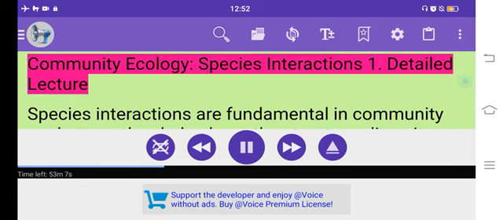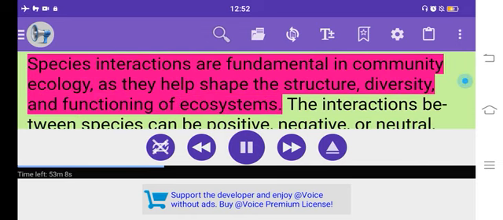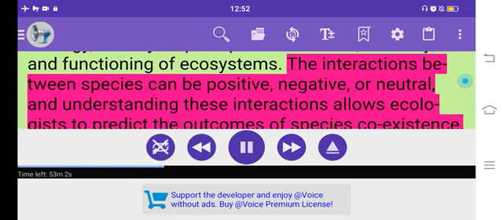Community ecology, species interactions. 1. Detailed lecture. Species interactions are fundamental in community ecology, as they help shape the structure, diversity, and functioning of ecosystems. The interactions between species can be positive, negative, or neutral, and understanding these interactions allows ecologists to predict the outcomes of species coexistence, resource distribution, and ecosystem dynamics.